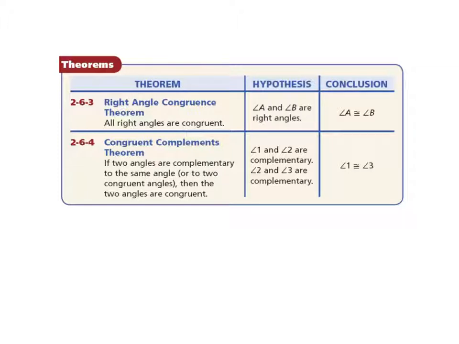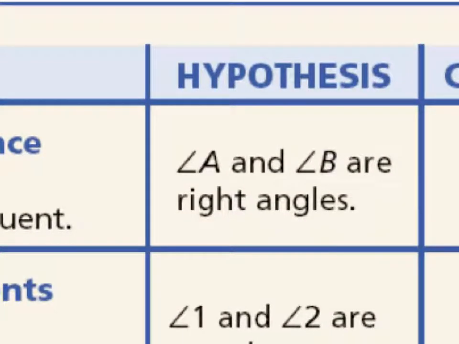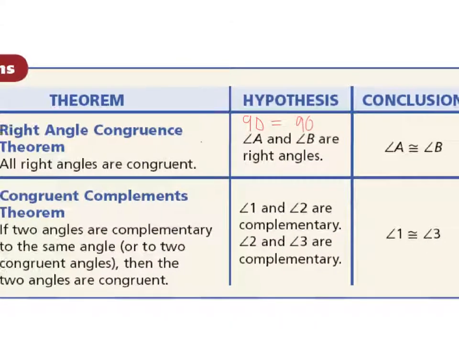We have the right angle congruence theorem, which states that all right angles are congruent. So if angle A and angle B are right angles, then angle A is congruent to angle B. So if angle A is a right angle, what does it equal? 90. And if angle B is a right angle, what does it equal? 90. So then they're congruent.